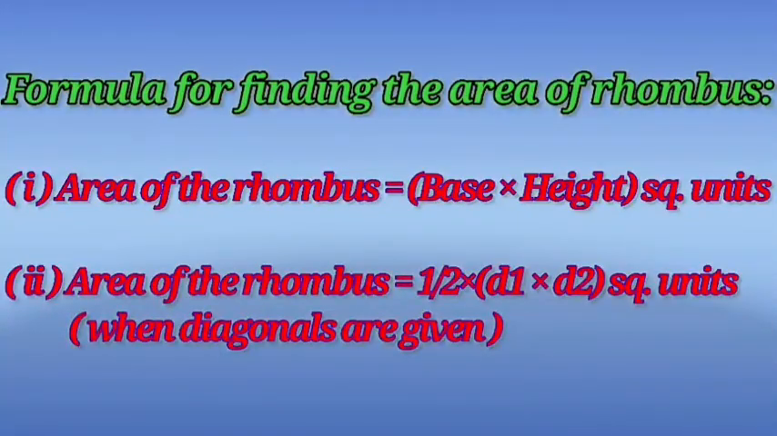Again, I am repeating the formula. Area of the rhombus is equal to base times height square units. Another one is area of the rhombus equals half times the product of diagonal 1 and diagonal 2 square units.